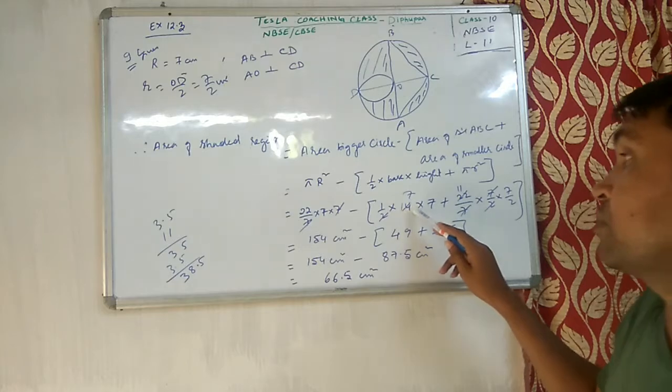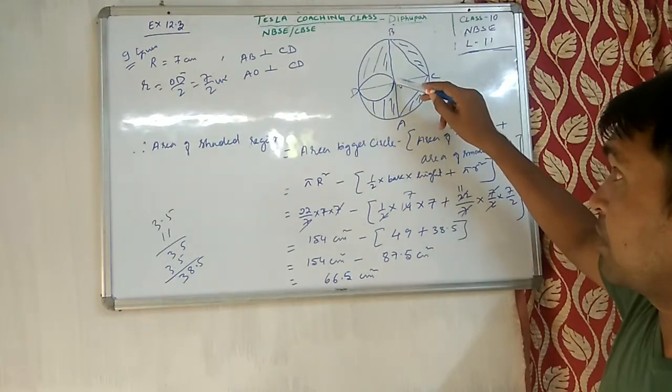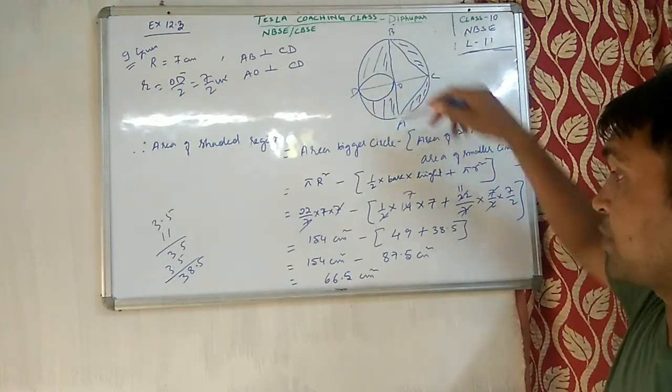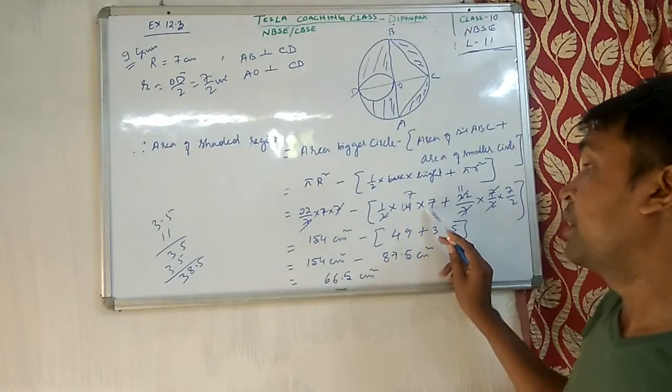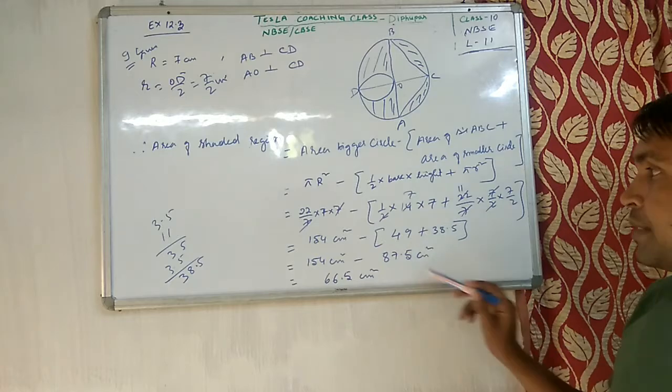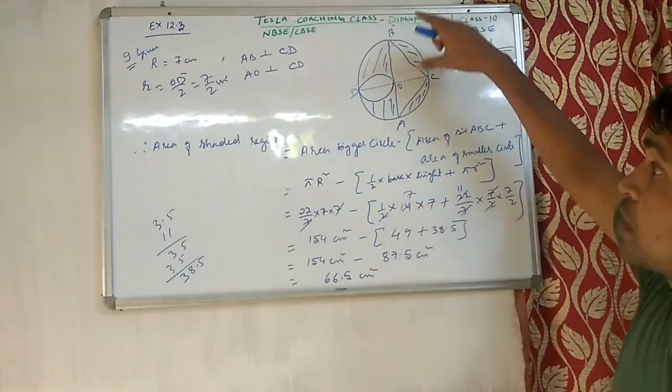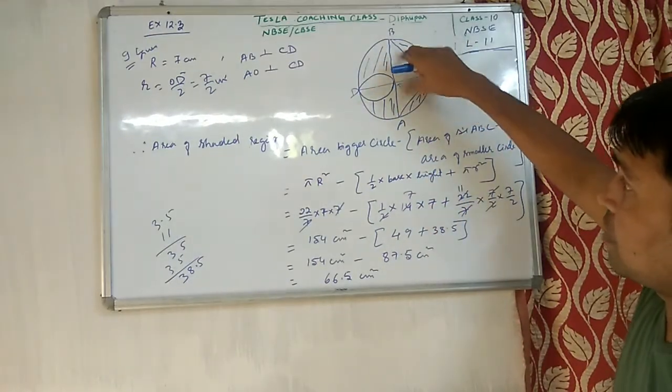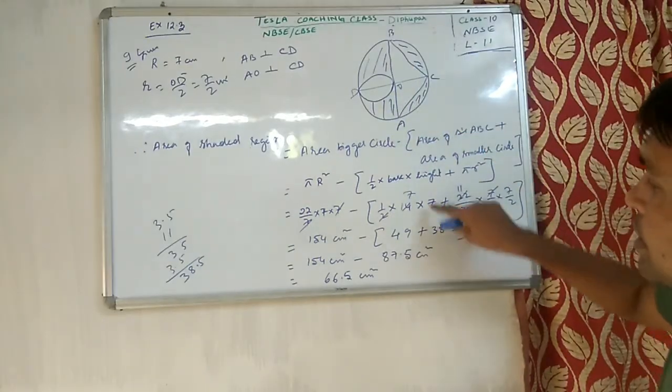Now half into base is how much? This diameter will be how much? The radius is 7 and base, full diameter, will be 14. So 14 into 7, that is the height O to C. Okay, this is half into base 14. This is 7, this is 7. So combine it, 14, and this is the height 7.